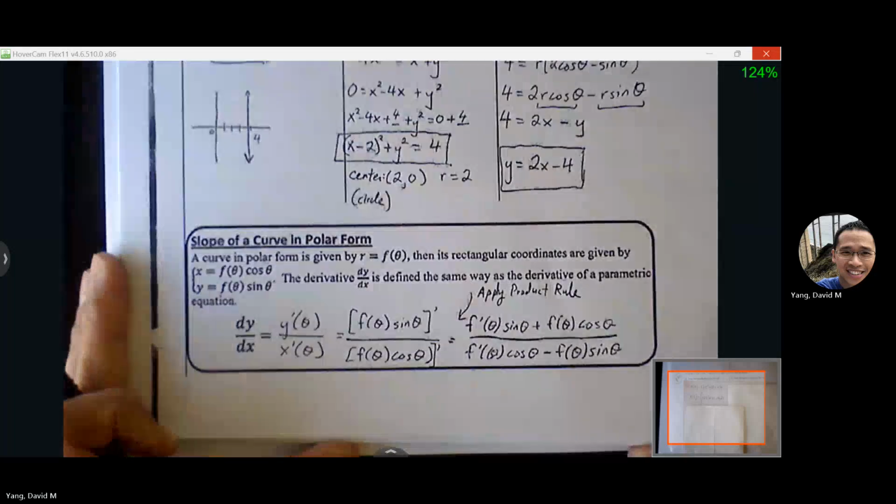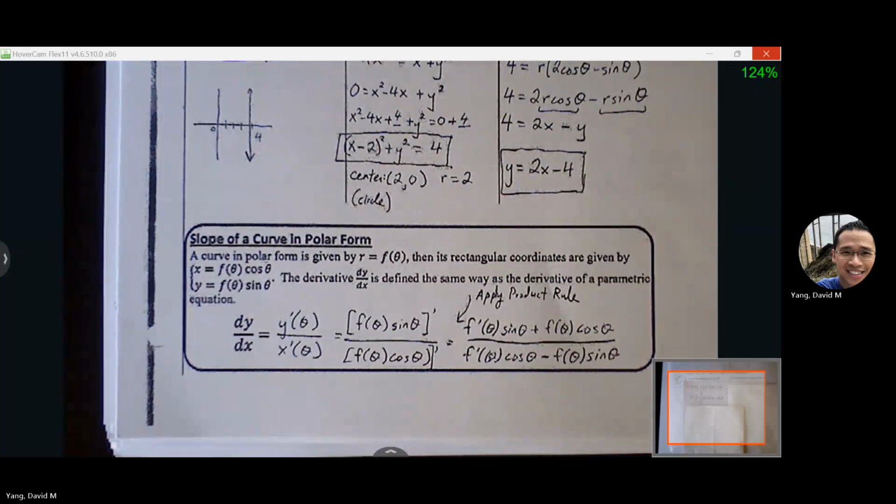So a slope in polar form. A curve in polar form is given by r equals f of theta. Think of your r as like your y value. Then the rectangular coordinates are given by x equals what was r cosine theta, which we can represent as f of theta cosine theta, just to get everything in terms of one variable. We're basically getting it into parametric form here.